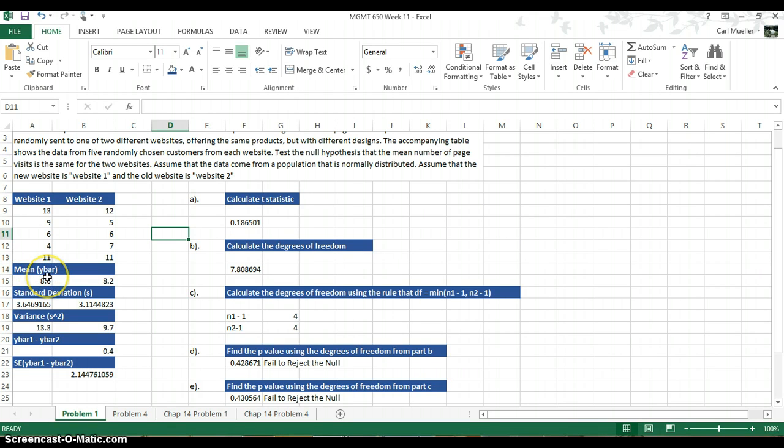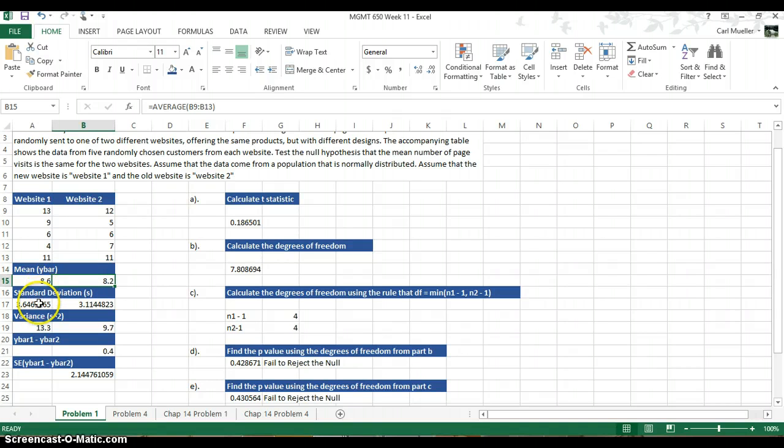The mean in statistics is y bar. I'll just spell it out. There's a bar on top, you've seen it before. In calculating it for this group, it's simply the average in Excel, as you can see right here. So 8.6 for website 1, 8.2 for website 2.